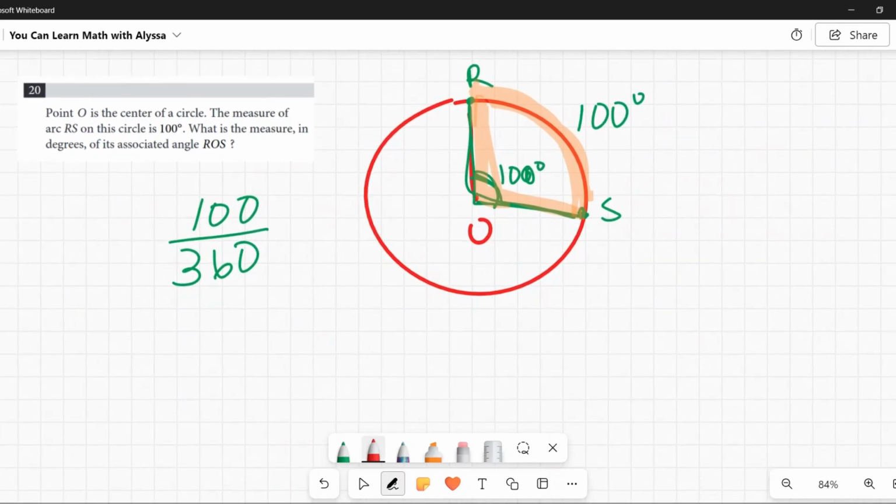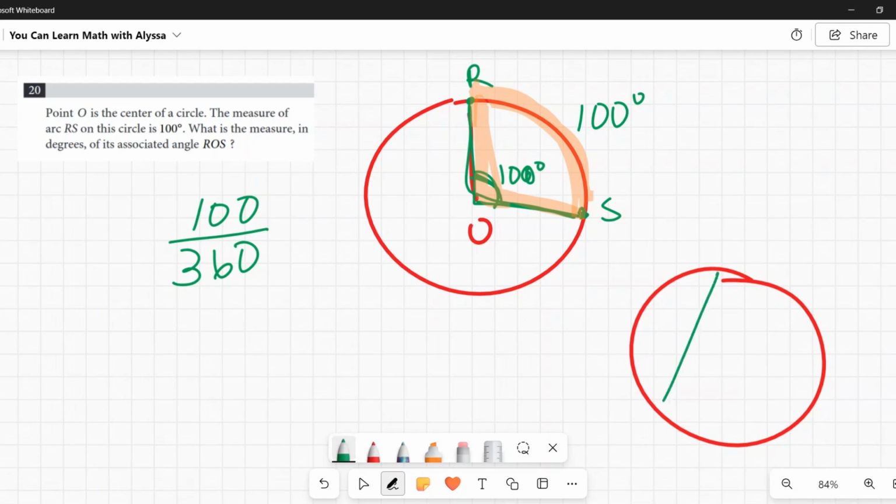The other one, which I've seen sometimes on the SAT, is if you have an inscribed angle. If this was our scenario, and this was 100 degrees, when the point of the angle is on the circle, not in the center, that's called an inscribed angle. It is half the arc. So in this case, it would be 50 degrees. Always. And it's maybe hard to comprehend. You kind of have to play around with it to see it.